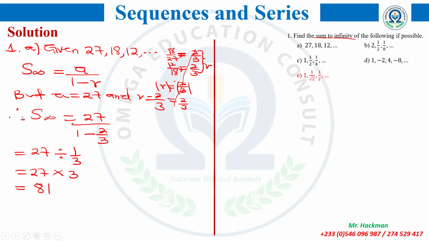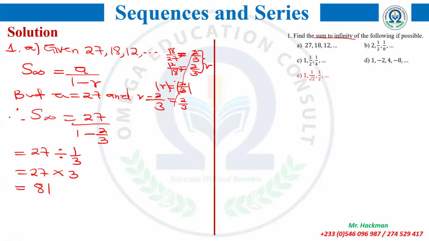Remember, we've already drawn our conclusion. Therefore, the sum to infinity of this sequence will give us 81. It means that as you introduce more terms and keep on adding, the sum will approach 81. So we will converge, or move towards 81. That is the meaning. I don't want to talk much about that. A convergent sequence means the sequence, if you sum it, will move towards a particular value.